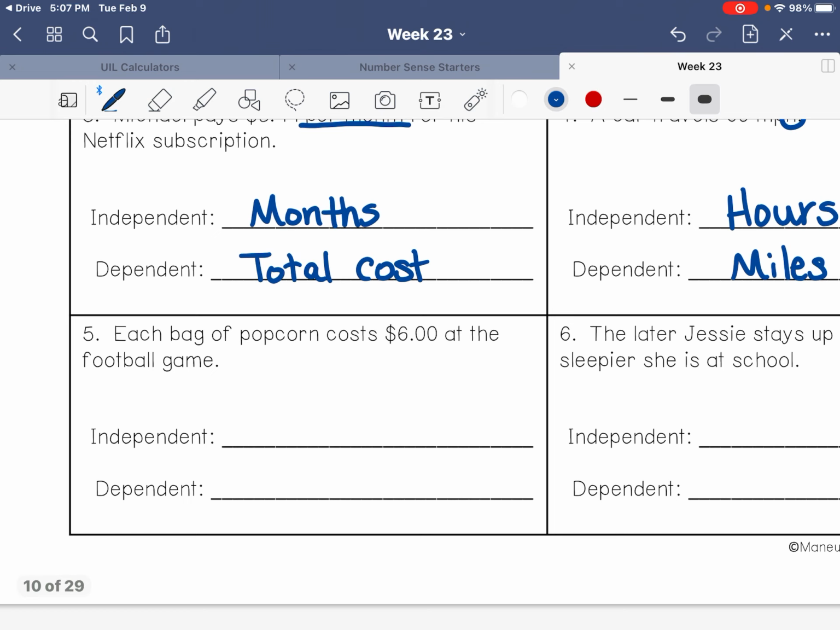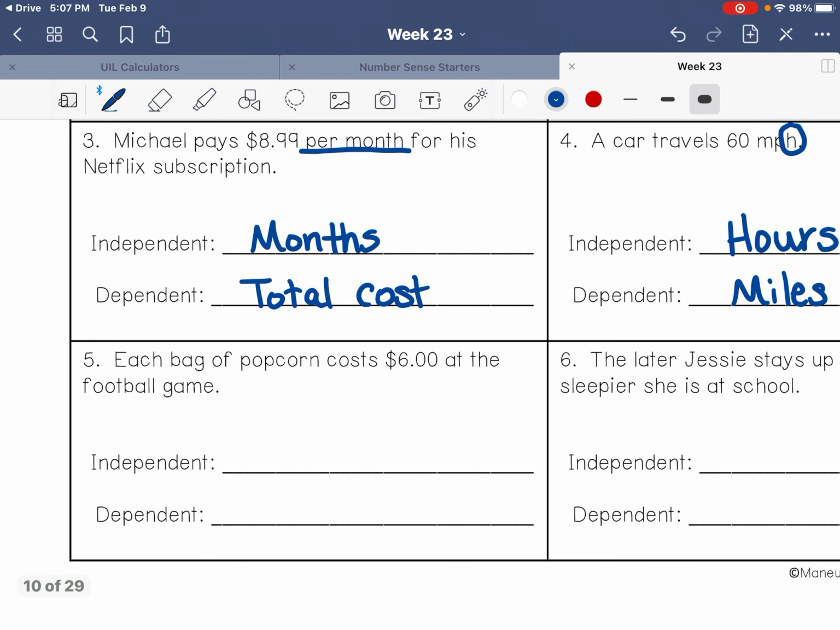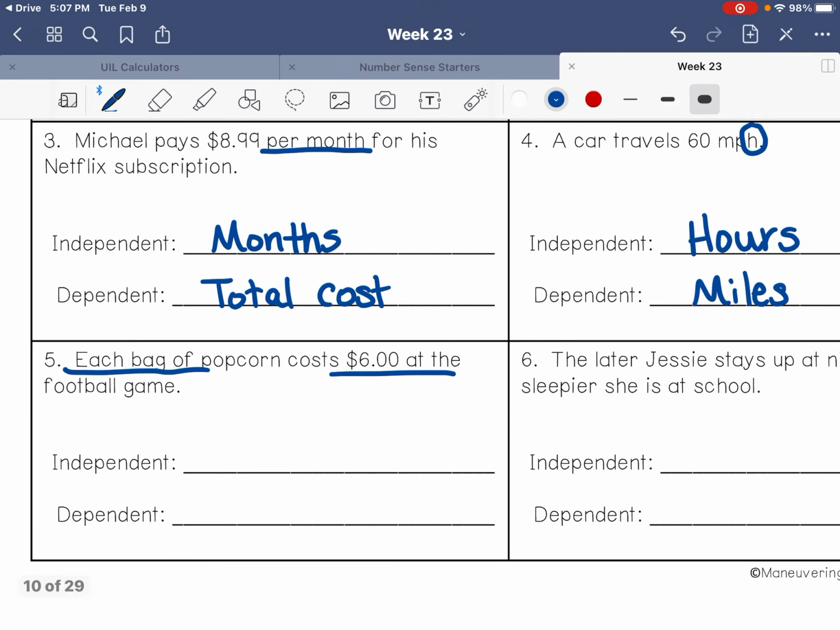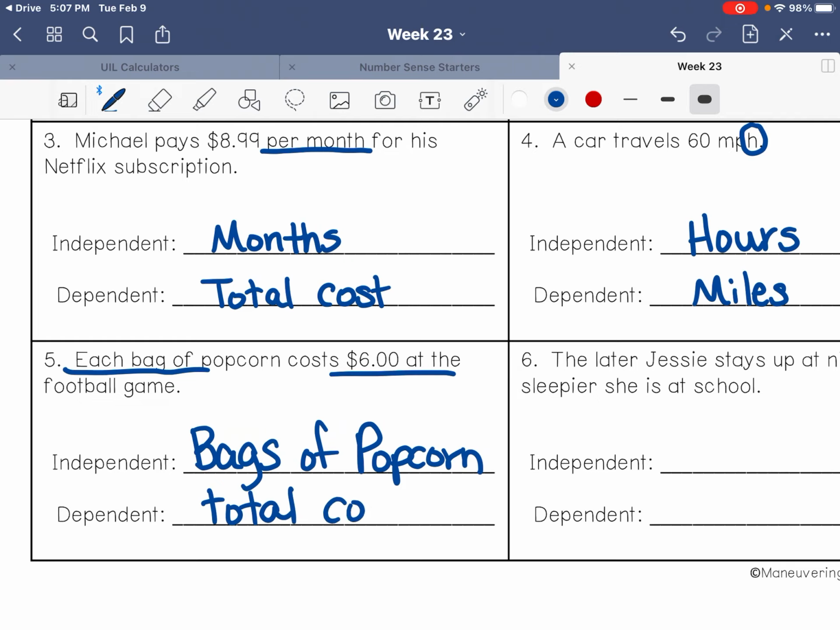Number 5, each bag of popcorn costs $6 at the football game. The thing that determines the amount of money you spend is the number of bags of popcorn you buy. So if you don't buy any popcorn, you won't spend any money. The bags of popcorn are the independent variable. And the dependent variable is the total cost. Total cost is usually the dependent thing, because if you don't buy anything, you're not going to spend anything, right?